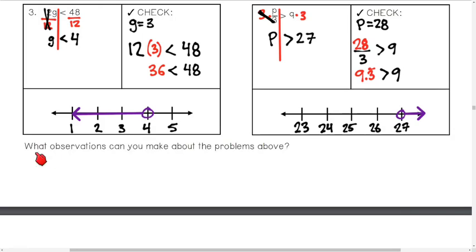Go ahead and think about some of the observations you can make about these 4 problems that we've gone over. What are some things that you've noticed about this? Any similarities between equations? Go ahead and respond to this prompt and then move on.